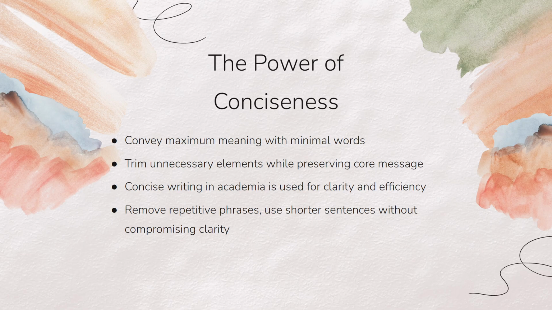In academia, where clarity and efficient communication are valued, concise writing is essential. To achieve conciseness, remove repetitive words or phrases that don't contribute new information. For instance, future plans can be shortened to plans. Opt for shorter sentences without compromising clarity. Straightforward structure reduces confusion risk.